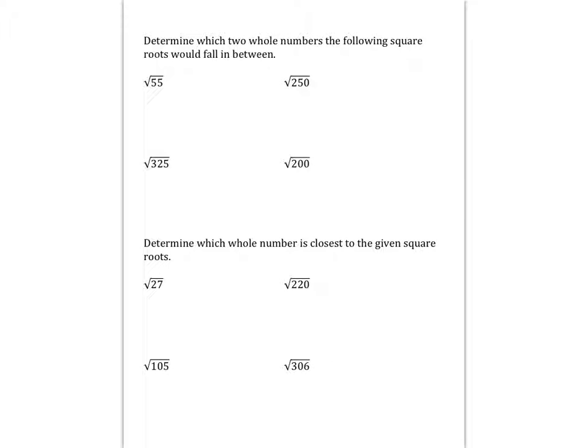Okay, so let's determine which two whole numbers the following square roots would fall in between. So we need to recall those perfect squares that we had just written down. So the square root of 55. Which two perfect squares does the square root of 55 fit into? Well, we know the square root of 49 is below the square root of 55, and then what's above 49 would be the square root of 64, and that would be 8. So we're between 7 and 8. This would be 7 and 8.